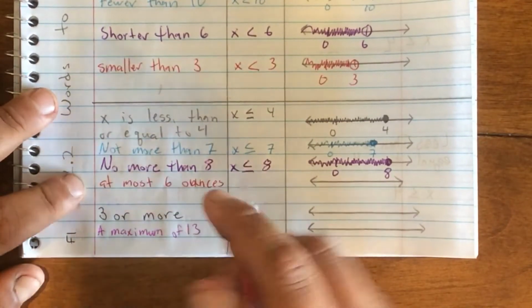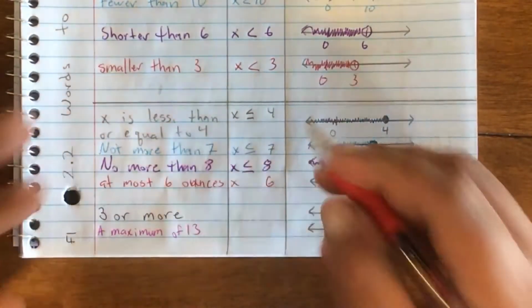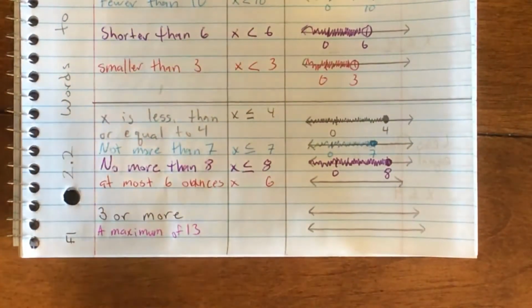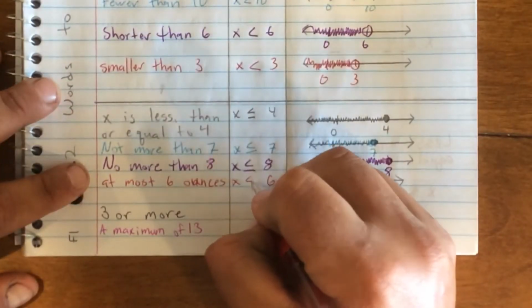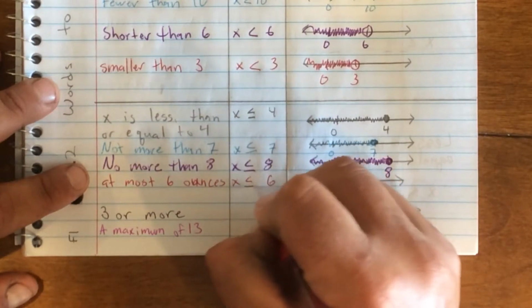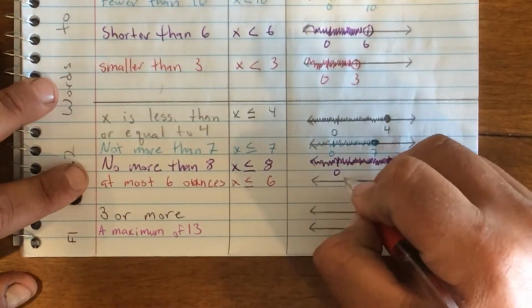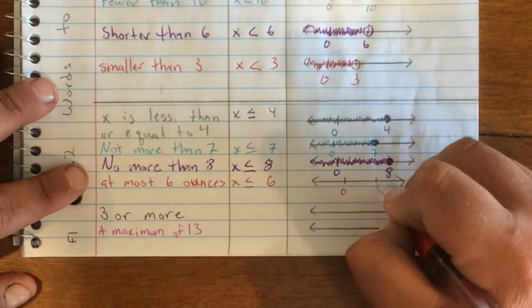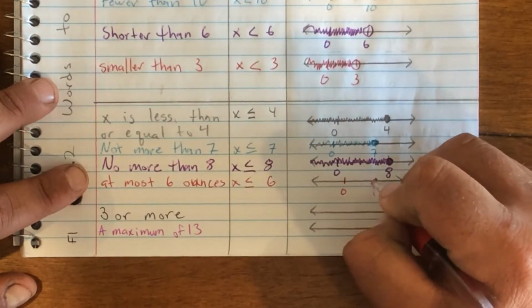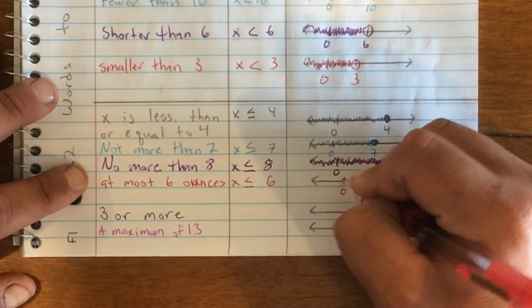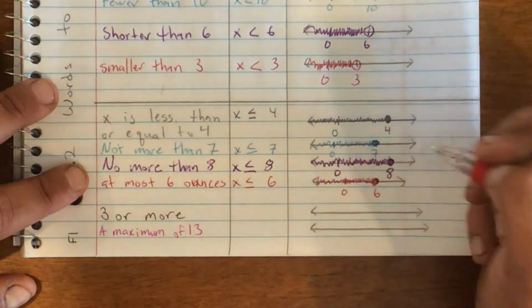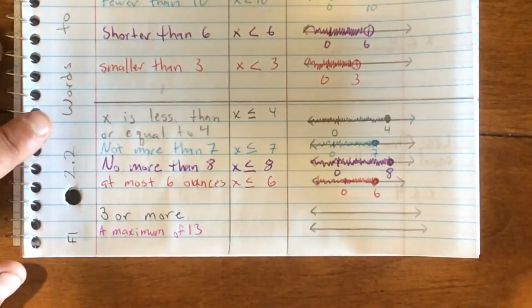So at most 6 ounces. So we have our X and our 6. At most 6, it can be 6 or less. So it's going to be less than or equal to 6 because it can be 6 or less. So we set up our 0, set up our 6. It's going to be a closed circle. And we're going to go ahead and shade down to the bottom. Okay, go to the next one here.